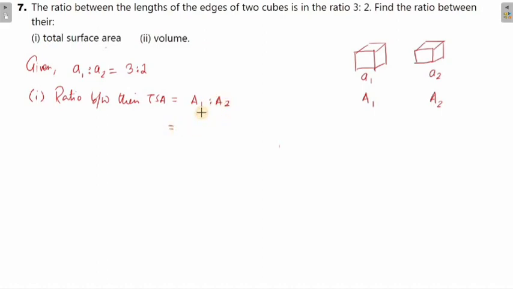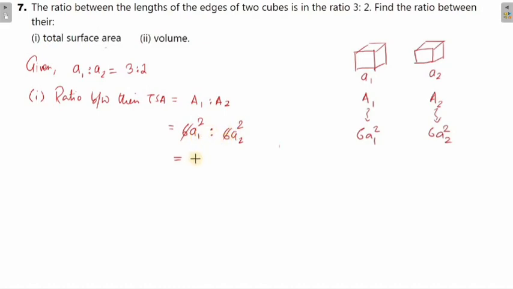Now what is A1 actually? Total surface area of the cube will be how much? It will be 6a square, isn't it? Whereas in place of A we have A1. So that's why I'll write here in place of A1, 6a1 square is to we have A2. Similarly A2 will be 6a square, but here small a is a2. So that's why I'll write here 6a2 square. Simple, right? So 6 and 6 can be cancelled. Simple. So we have a1 square is to a2 square.